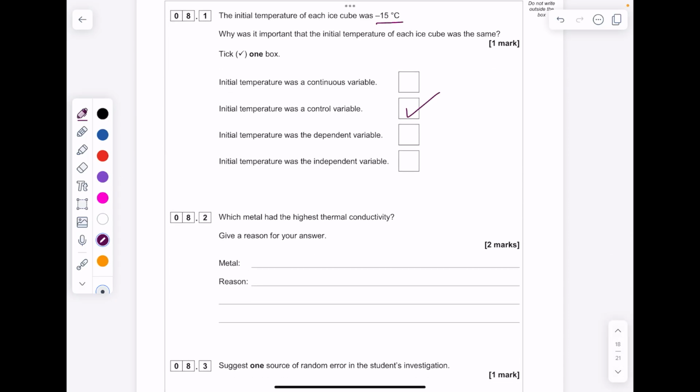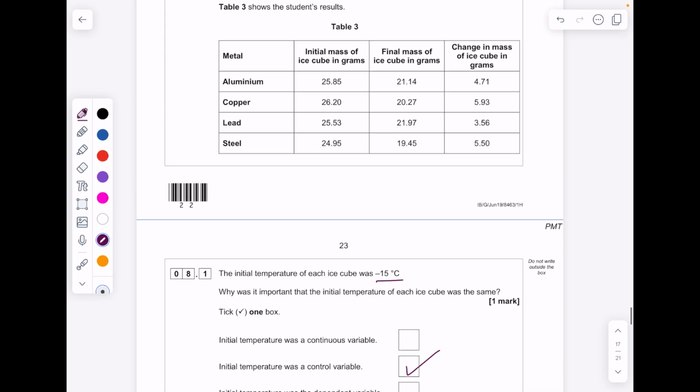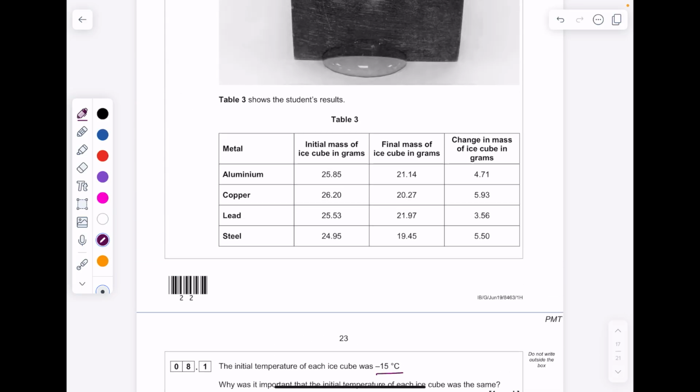Which metal had the highest thermal conductivity? Give a reason for your answer. So you're looking for the greatest change in mass. It's here, 5.93, and it belongs to copper.